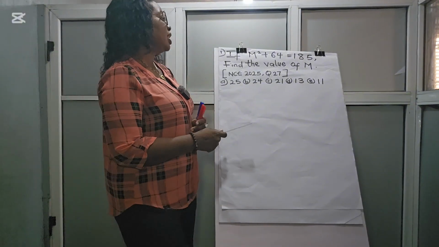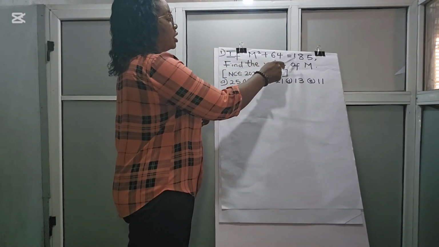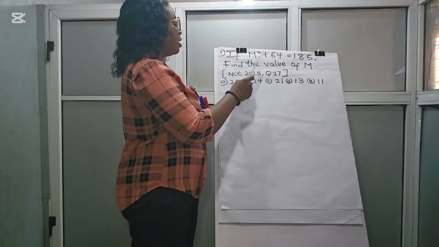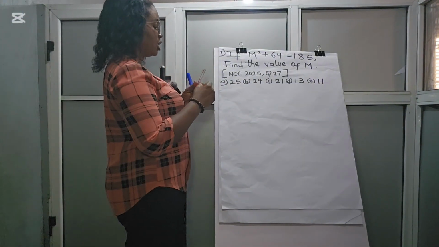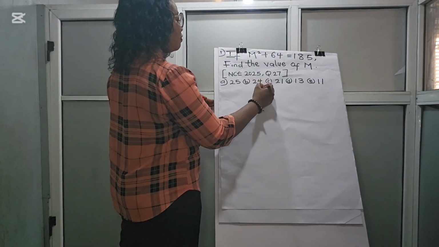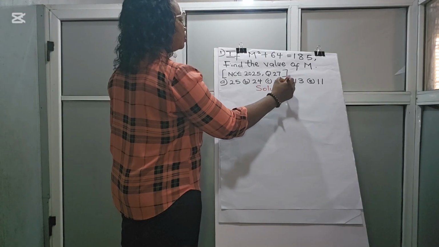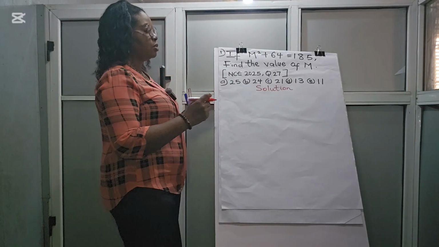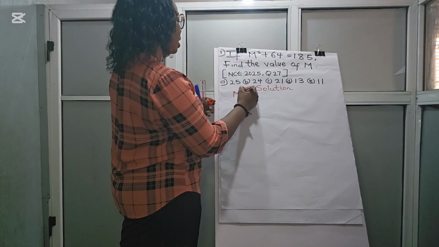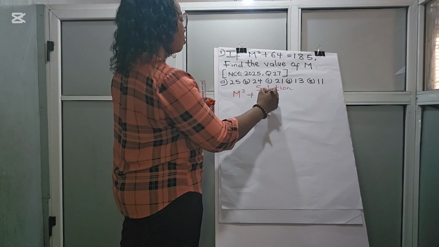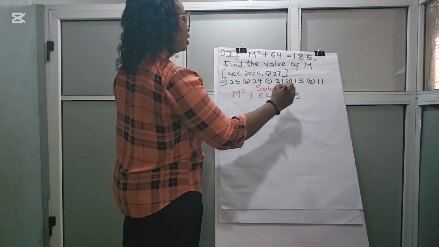The first question here says, if m squared plus 64 is equal to 185, find the value of m. This question was gotten from National Common Entrance year 2025, question 27. Solution: we write out the question: m squared plus 64 equal to 185.